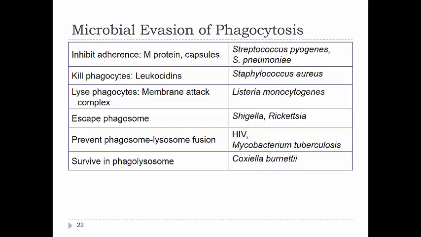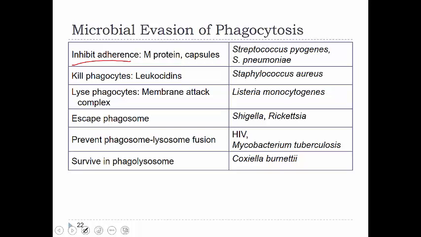So we've talked about the steps in phagocytosis. Now we're going to talk about how microbes evade this process. They can basically do it at any point along it, depending on the organism. They have that ability to overcome. So first, we have the ability to inhibit adherence, aka the phagocytotic cell can't grab a hold of the bacteria cell. That would happen if they had an M protein or capsules.